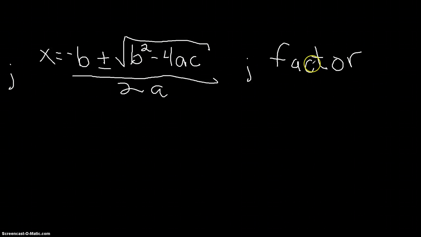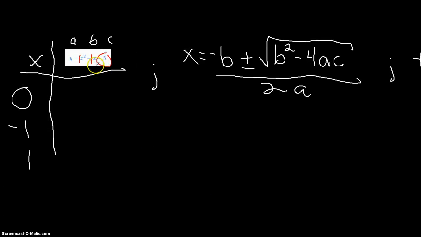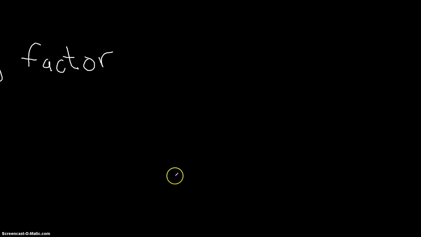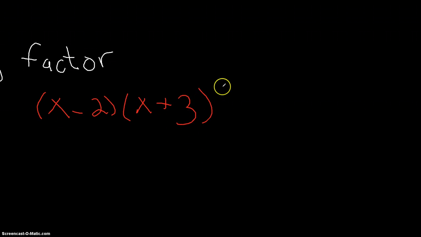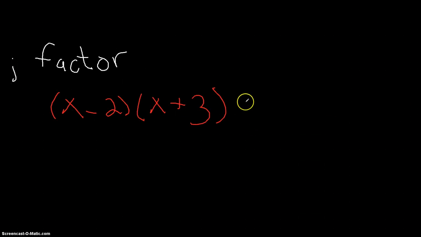Another thing you can do is you can try to factor. If you see something that's easily factorable, then you can do that. I'm not sure that that's the case this time, but I'll show you an example. Let's say that you could factor some equation, and you would have, let's say, x minus 2 and x plus 3. Then you could use this to solve for the x-intercepts. That means, what does x equal when y equals 0?